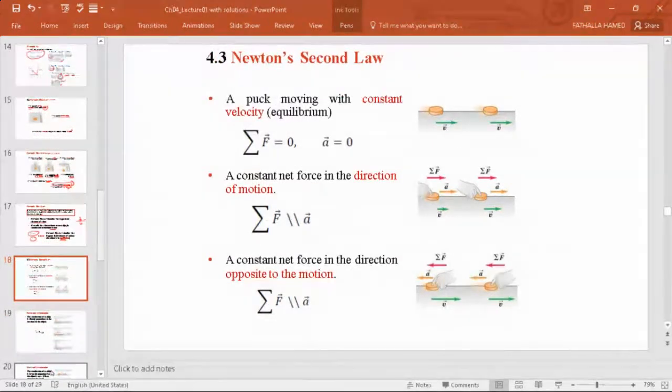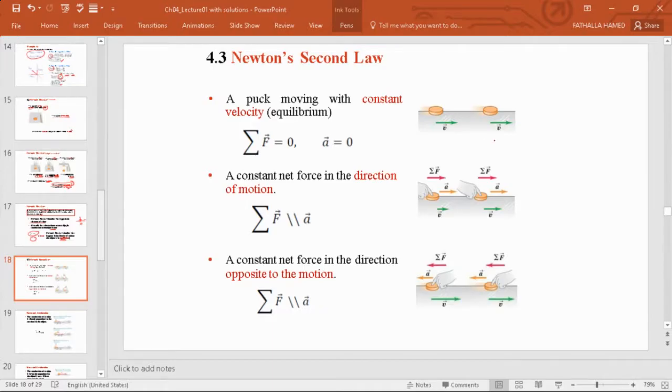This is what Newton's first law is. It tells you that the net force on the object is equal to 0, and hence the acceleration is equal to 0. And if the acceleration is equal to 0, then the object will remain at rest if it's at rest. If it's moving with constant velocity, it will continue doing so. In Newton's second law, we'll look at the case when there is a net force.